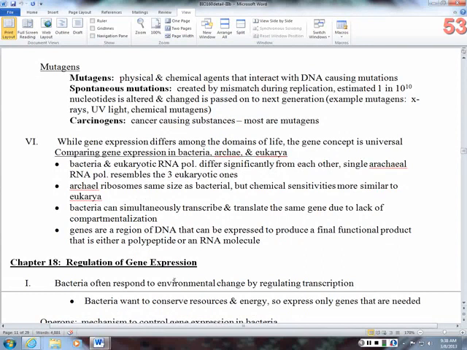So what is going to cause these mutations in there? Mutagens are physical and chemical agents that interact with DNA and cause mutations in there. A spontaneous mutation is going to be one that is a mismatch during replication. So it's estimated 1 in 10 to the 10th nucleotides is altered, and that change is passed on to the next generation in there. So you can have them just occur spontaneously as a matter of copying, or you can have something from the outside environment do it.